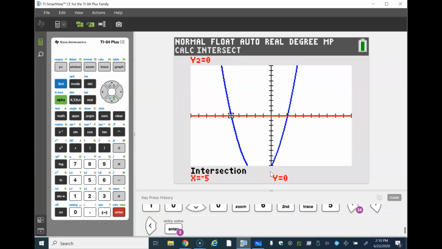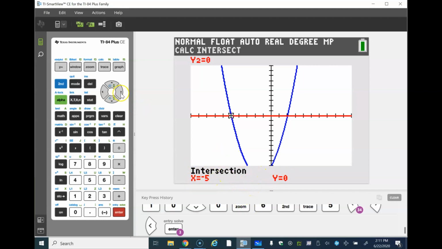Make sure you always put these intersections in ordered pairs. Don't just write the answer to be -5 for the x-intercept. It needs to be presented in an ordered pair. So you'll put parentheses, -5, comma, 0, close parentheses.